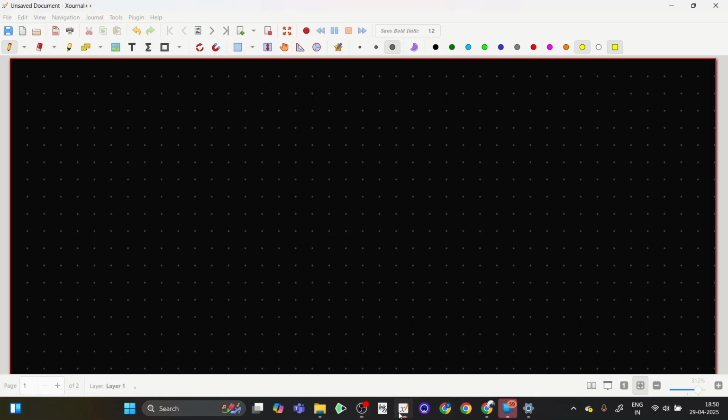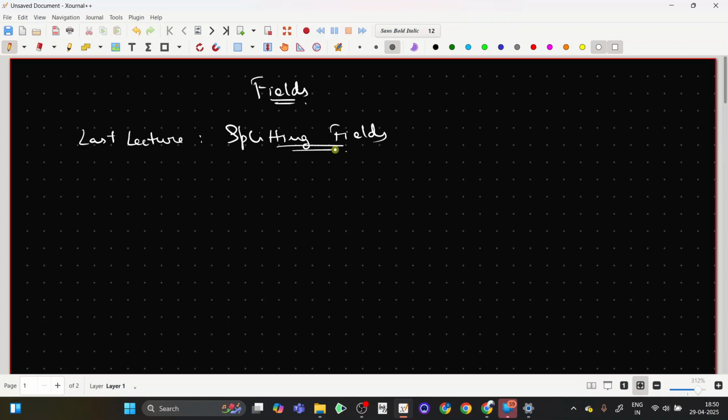Okay, so let's continue our discussion on fields. In the last lecture, we introduced splitting fields. Please go back to the previous lecture and get hold of the notion of splitting fields. In some sense, it was the smallest field extension corresponding to some polynomial in the underlying field, which completely splits into linear factors over that extension.